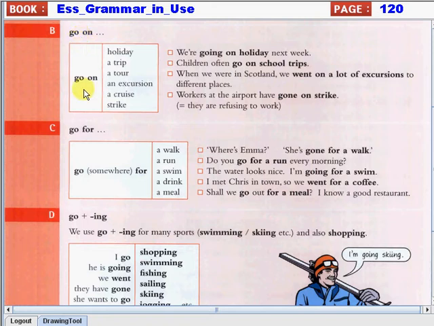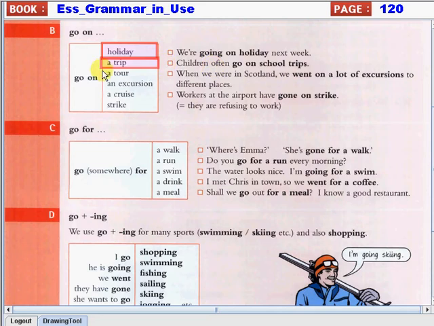The word go on can be used in a sentence depending on the following cases. First is on a holiday. Go on holiday. Sample sentence: We're going on holiday next week. You can also use the word go on when you're talking about a trip, like children often go on school trips.